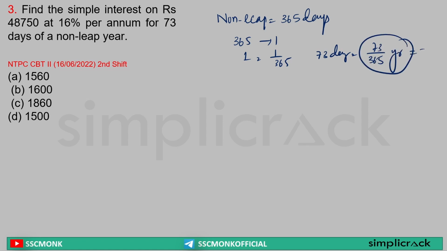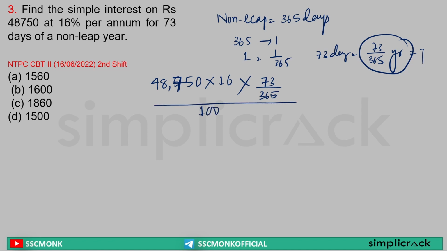So this is my time. Now in order to find the interest, what do I need to do? Sir, principal multiplied by rate multiplied by time divided by 100. Yes or no? Yes. Now sir, let's solve this.